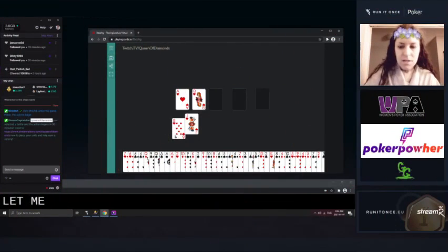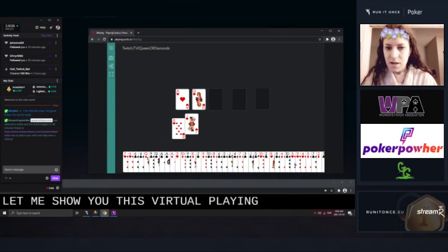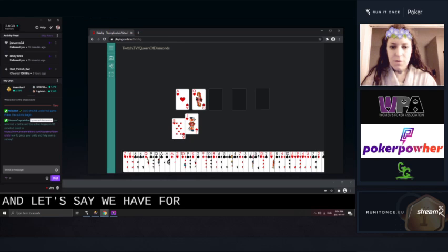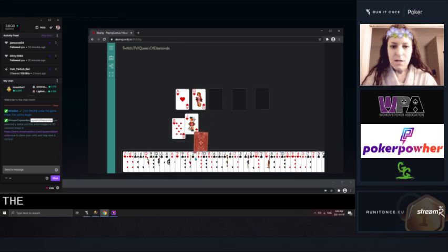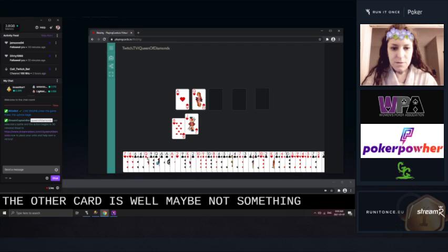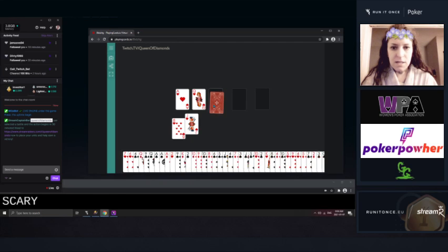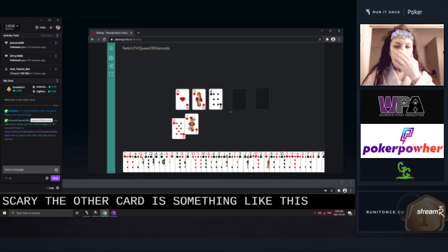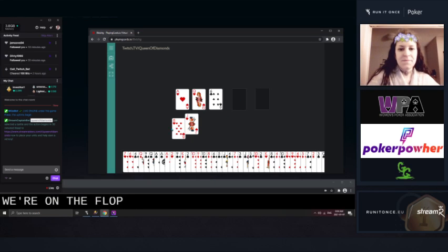So let me show you this virtual playing card deck. And let's say we have 4 to a flush. The other card is, well, maybe not something scary. We're on a flop. We have 2 hearts in our hand, and we have 2 hearts on the board. So we just need 1 more heart on the turn or river to get a flush, right?